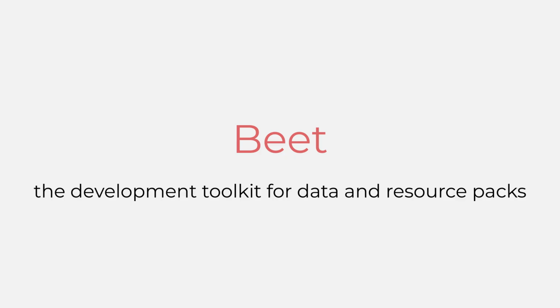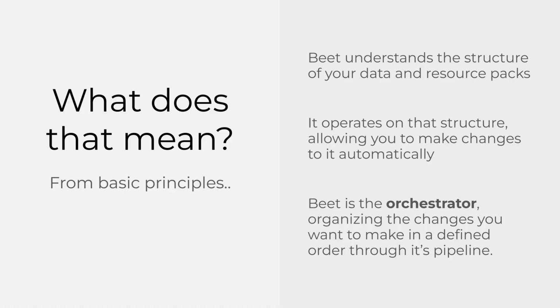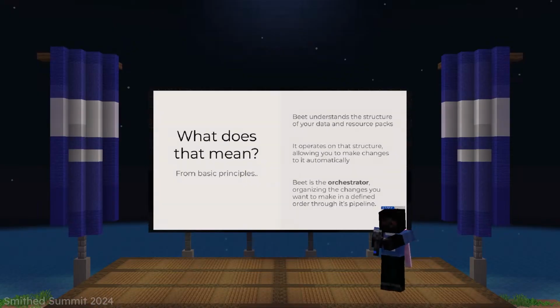Beet is a development toolkit for data packs and resource packs. What does that mean? Well, Beet understands your data pack and resource packs. It doesn't introduce a new format. It loads in the vanilla format for how it's laid out: the same data folder, functions folder, and the pack.mcmeta. The difference is that Beet will just load in those files and then operate on them. So the structure of Beet is understanding your setup for data packs and resource packs.